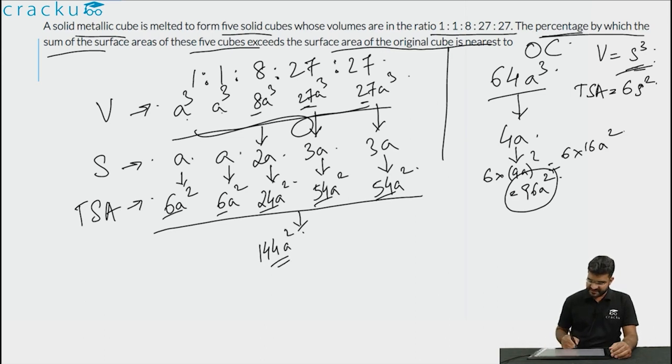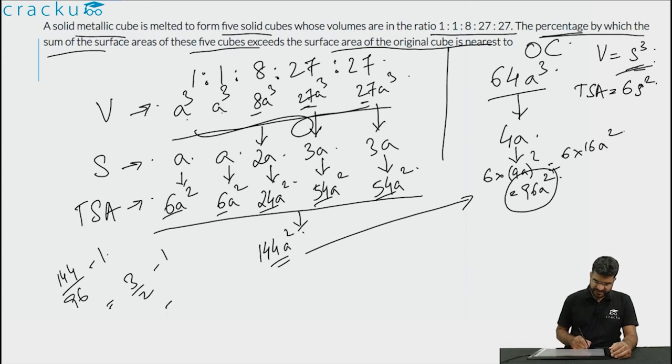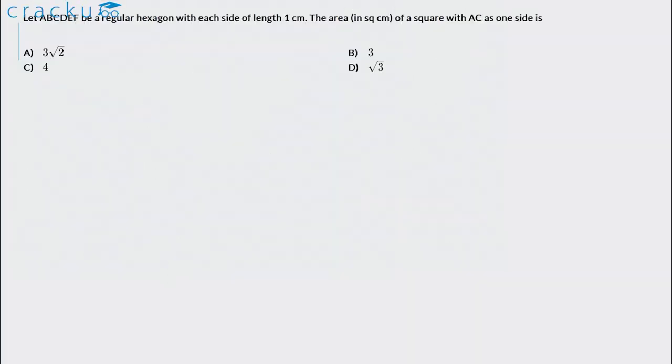Now the percentage by which this exceeds 96 is 144 by 96 minus 1. 144 by 96 is 3 by 2, minus 1. So this is equal to half or 50%. So the answer in this case is 50%.